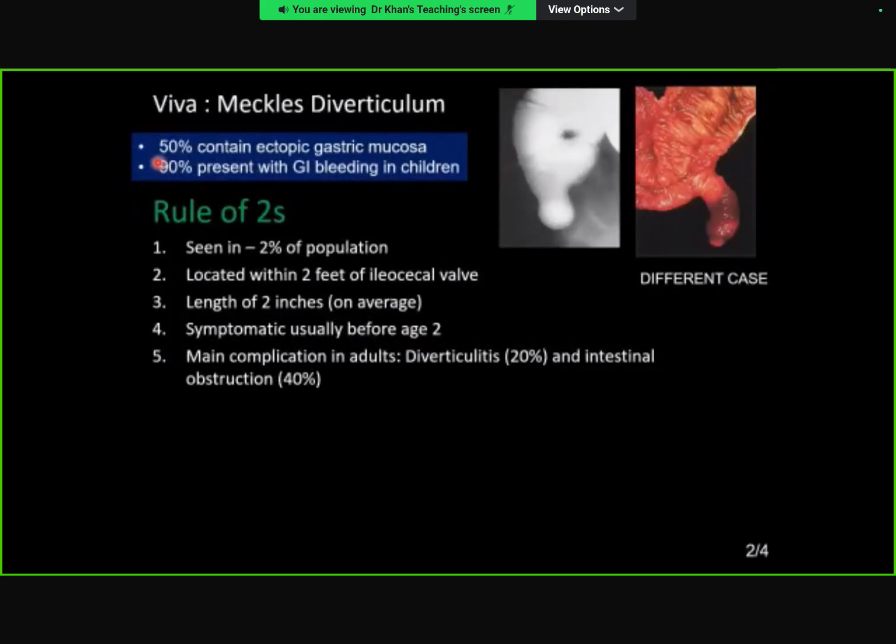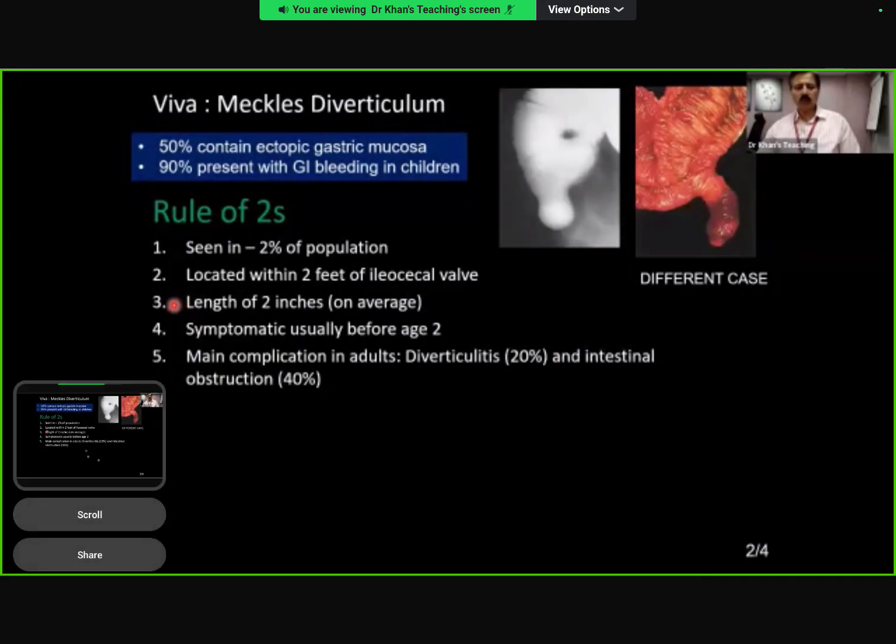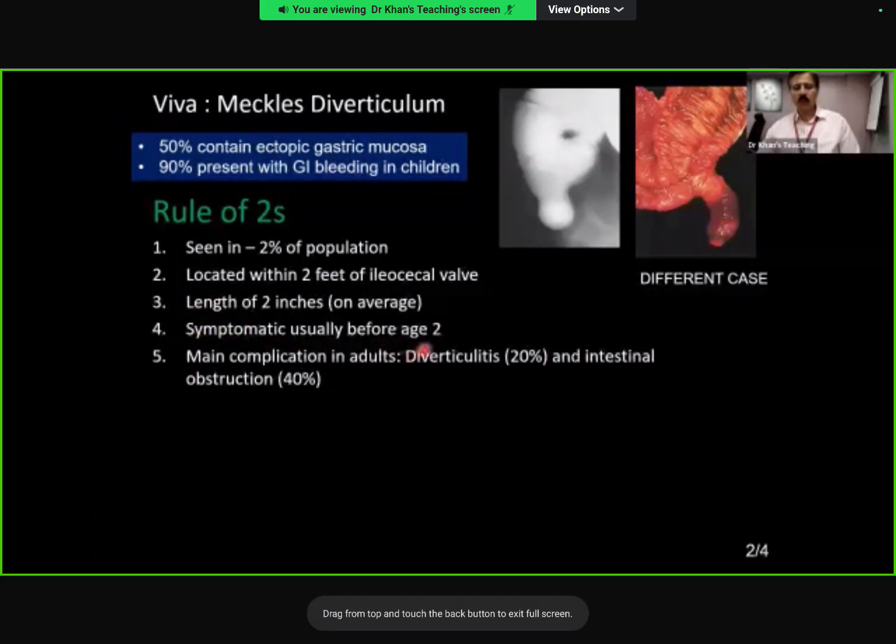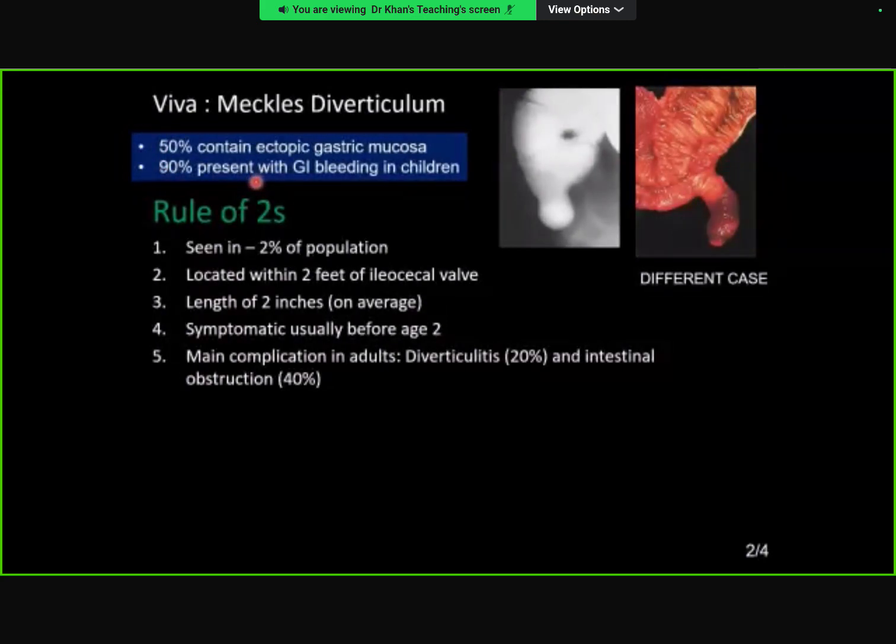Please remember that for Meckel's diverticulum, this rule of 2 you must remember. Seen in 2% of the population, located 2 feet from the ileocecal junction, length of 2 inches on average, symptomatic usually before age of 2. This is a point to remember. Usually in children they will be symptomatic. But in adults, the main complication can be diverticulitis or intestinal obstruction. And the concept is that 50% of them contain ectopic gastric mucosa and 90% present with GI bleed in children. So in children, it is important.